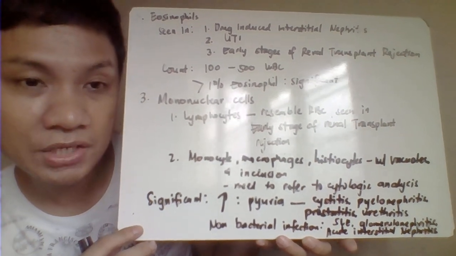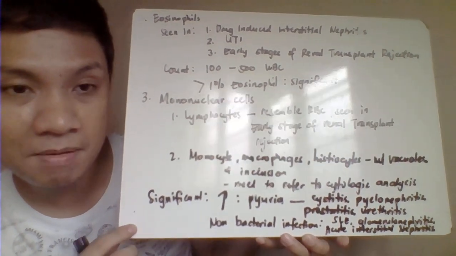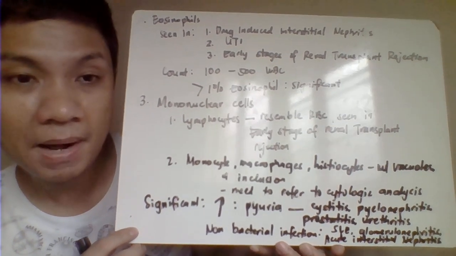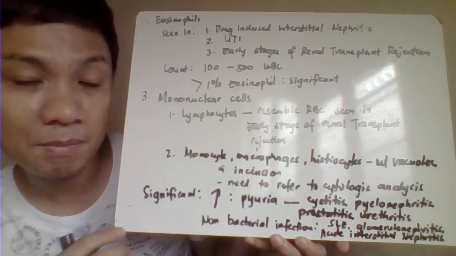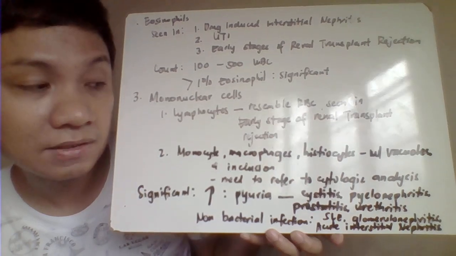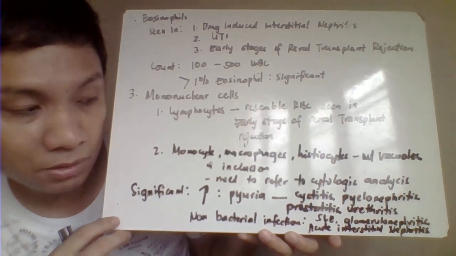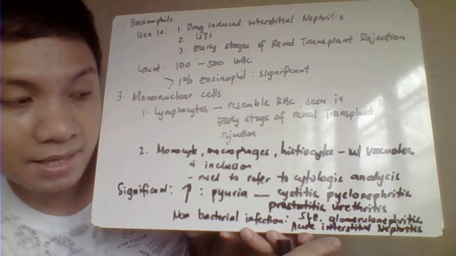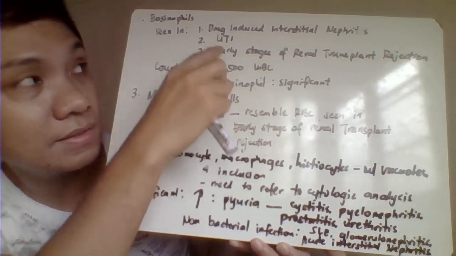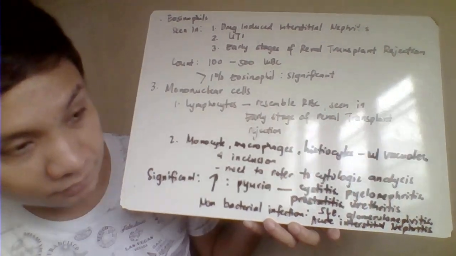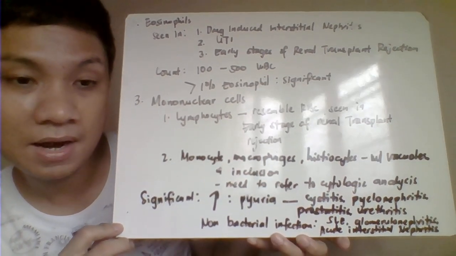On some other occasions, in non-bacterial conditions, although they are not bacterial infections, the patient also produces pus cells, so there are still many WBC. This is the case, for example, in SLE, systemic lupus erythematosus, glomerulonephritis, and acute interstitial nephritis, like in the case of eosinophils. Okay, so that's it for your WBC.